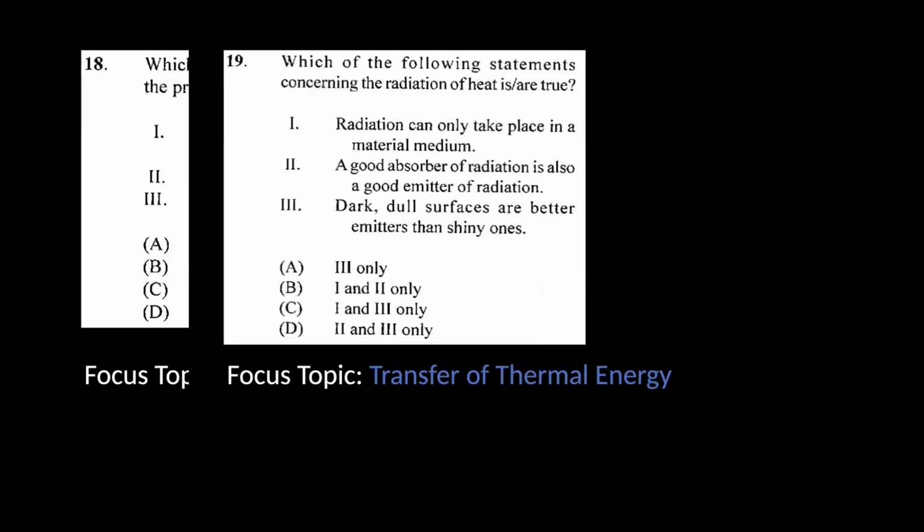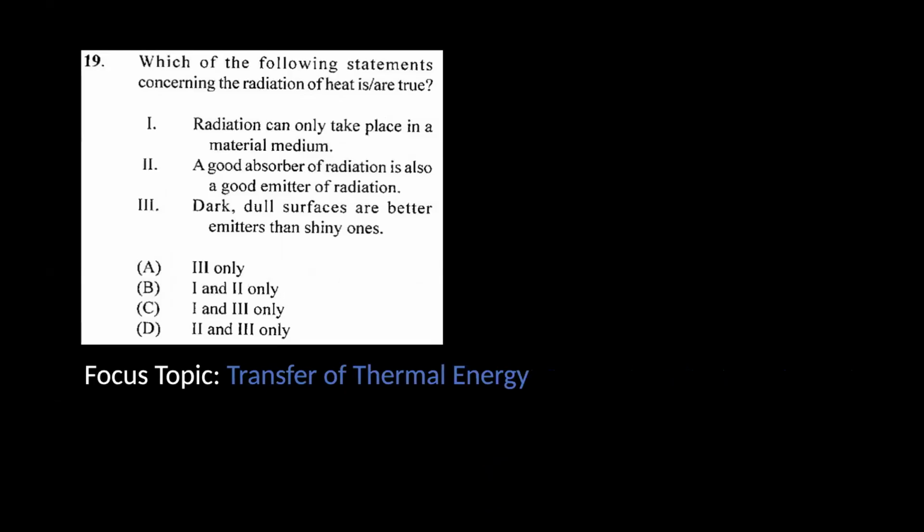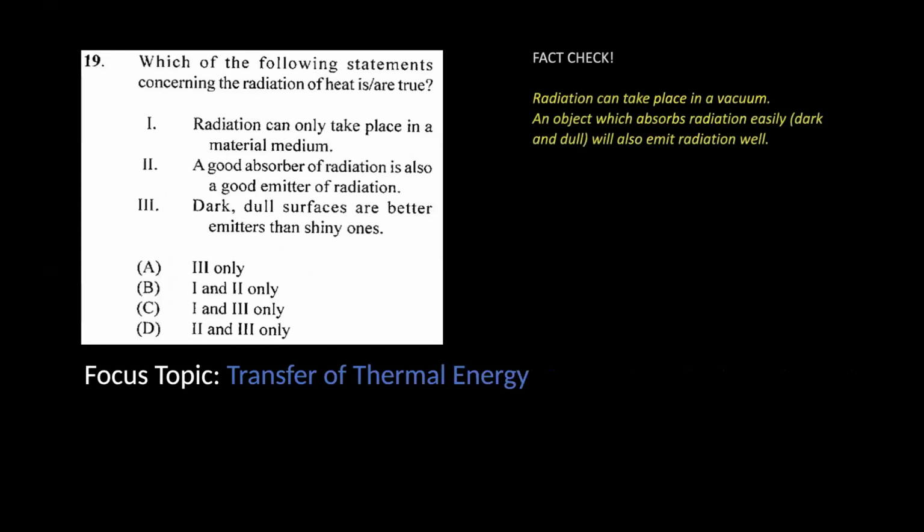Okay. Which of the following statements concerning the radiation of heat is or are true? Now, we know that radiation can take place in a vacuum, so it means that statement 1 would be out, and surfaces that absorb radiation well will also emit radiation well, and those are dark and dull surfaces. So options 2 and 3 would be correct.